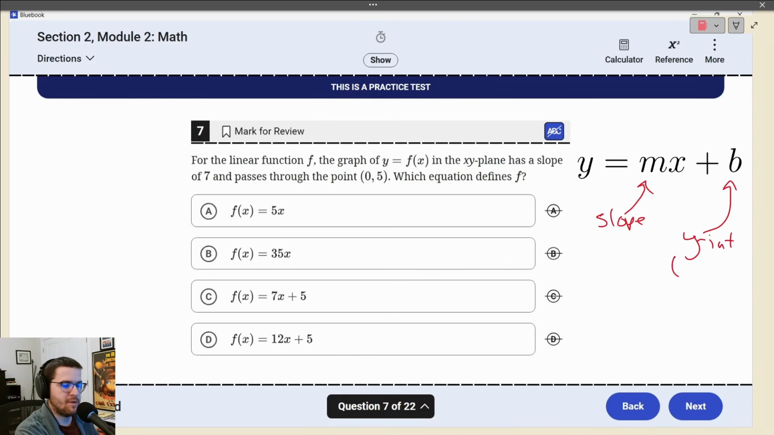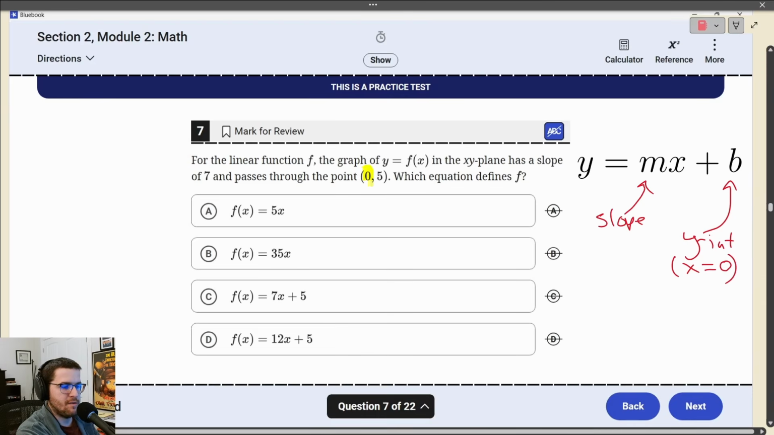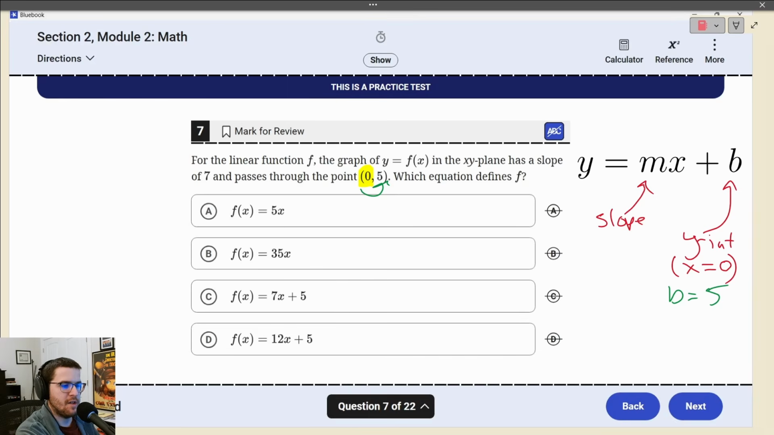And y-intercepts always have an x of 0. So you'll see here there's an x of 0. So this number here is the b. So b equals 5. And then the slope they just tell us is 7. So the equation is y equals 7x plus 5.